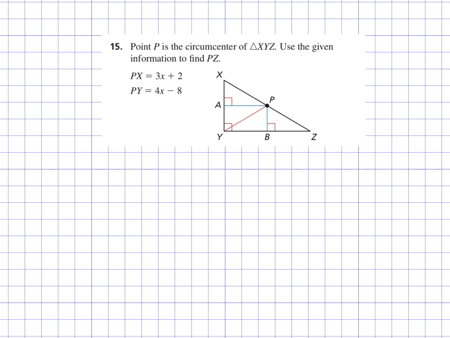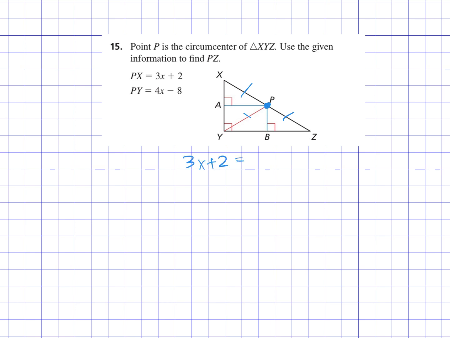Number 15. This is a circumcenter, so these are perpendicular bisectors. PX, here's your circumcenter. It is equidistant to the corners, so all of these are radii. I say radii because this is a circle. All right, so PX is the same as PY.